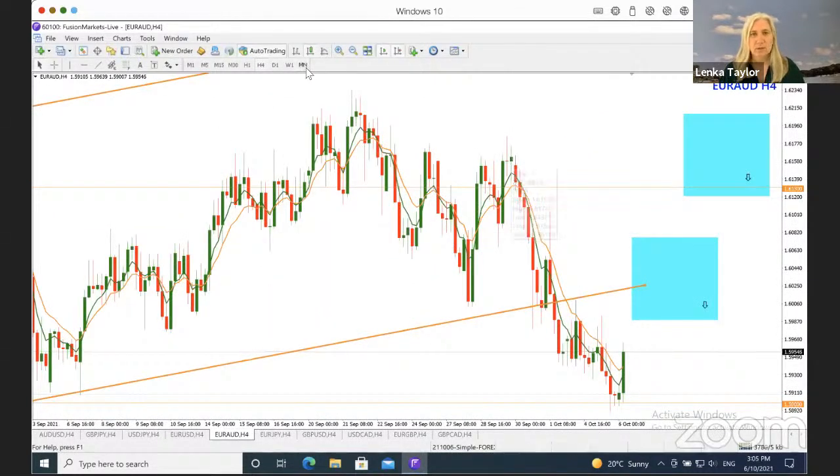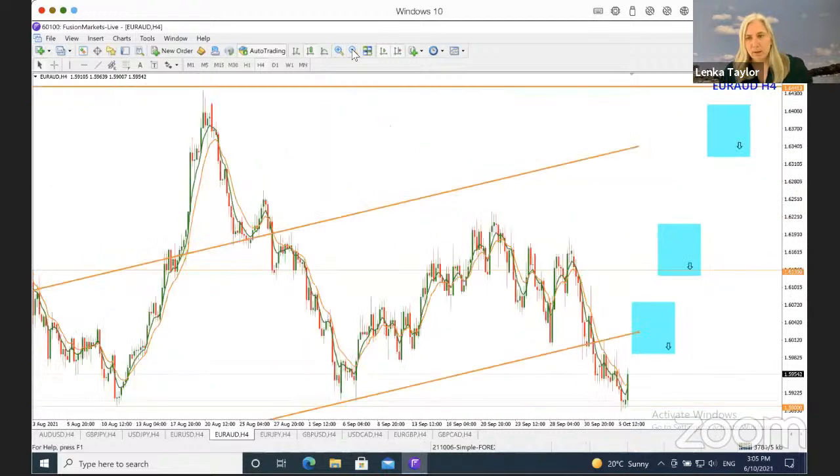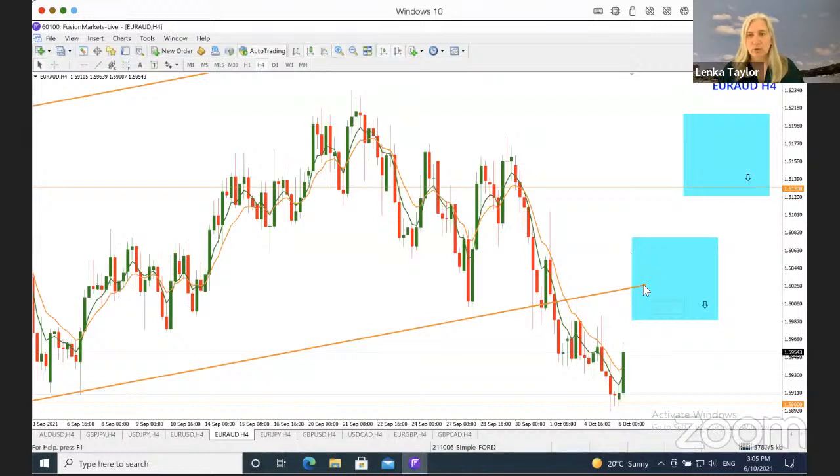So this is on the 4-hourly. So I'm looking for a reversal around this area here. If that doesn't happen and it keeps going back up, then the next level is here or right at the top. So let's keep an eye out for that and looking for short.